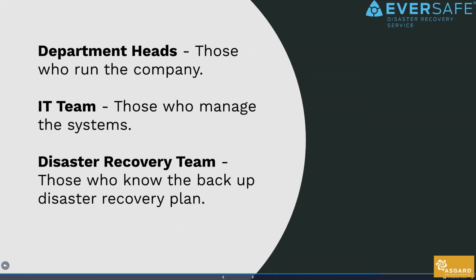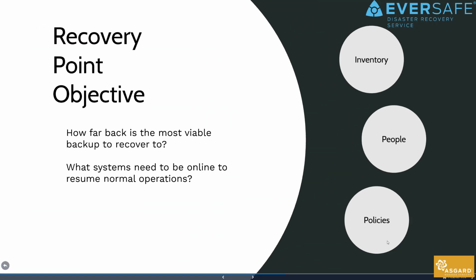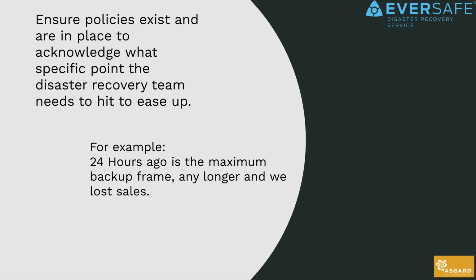The people, very similar to the RTOs, is the same three groups: the department heads, those who run the company; the IT team, who manages the systems; and the disaster recovery team, those who know the backup and disaster recovery plan. And then, of course, there will be policies written for the RPOs. These policies exist and are in place to acknowledge what specific point the disaster recovery team needs to get to before it's considered non-critical anymore. For example, if 24 hours ago is the maximum backup frame, any longer we have lost sales. So in the event in which all the systems are down, we back up to the point of 24 hours ago and recover everything that we can.